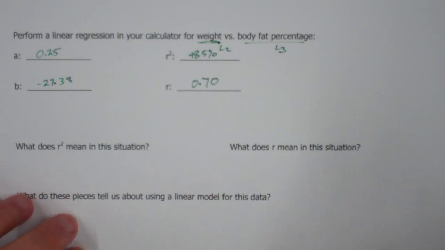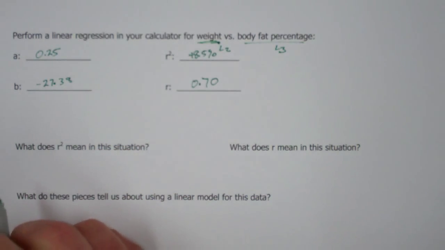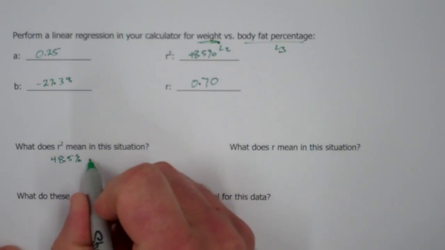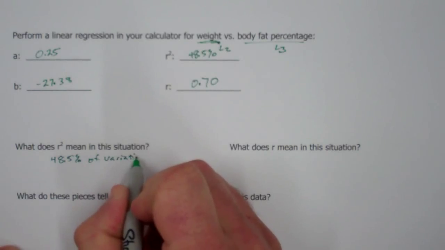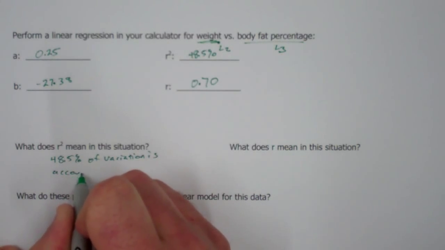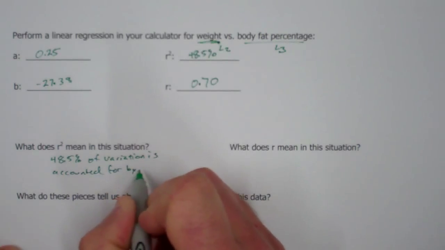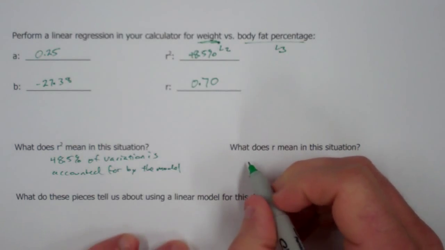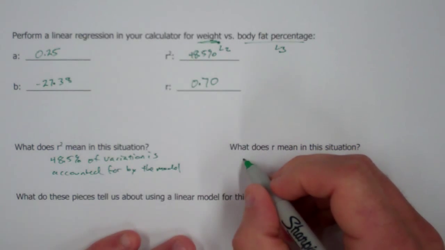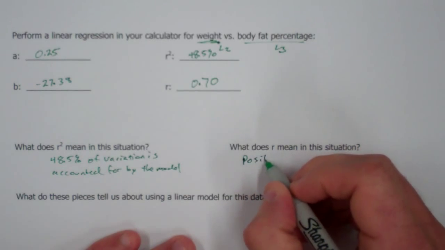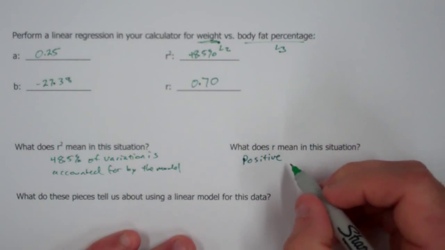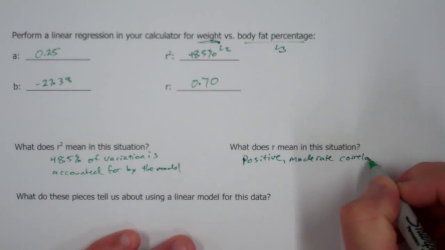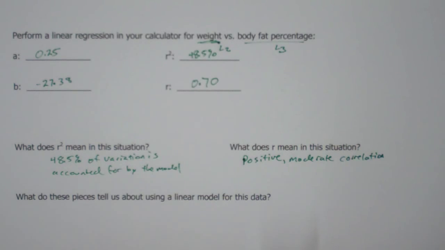What does R squared mean in this situation? Well, R squared is still the percent of variation accounted for by the model, so we would say 48.5% of the variation is accounted for by the model. Not great. What does R mean in this situation? R is 0.7, so I would say that there is a positive, meaning as X increases, so does Y. Positive moderate correlation. You might call this strong, but this is kind of borderline. I would call this moderate.